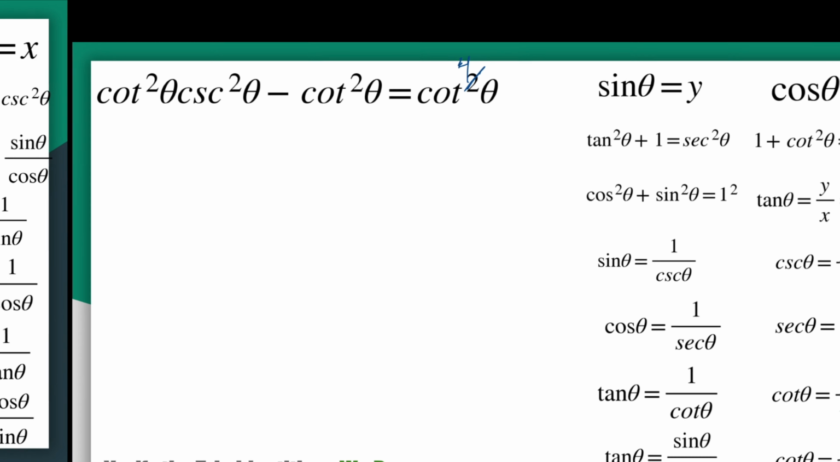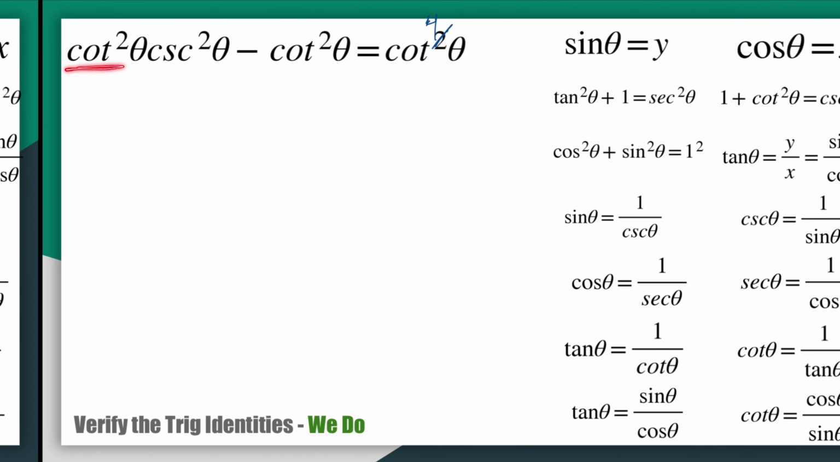So we see that we have cotangent squared and a cotangent squared here, right? We have cosecant squared, and then of course we have cotangent to the power of 4. A little bit different. We haven't seen that yet, and that's okay. We can still deal with these. So we need to prove that this left side here is the same thing as cotangent to the power of 4 theta.